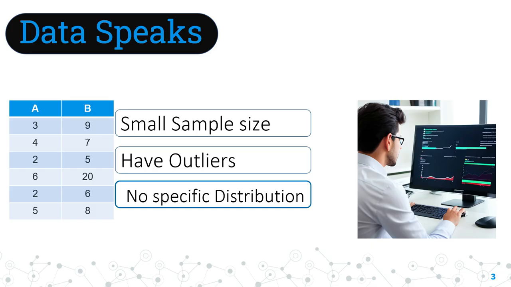Basically for this data set, you can apply two non-parametric tests. One is the median test, another one is the Mann-Whitney U test. Now which one you choose, it totally depends on you. If you want to compare the medians of the two groups, you can use the median test. If you want something more general, then you can go for the Mann-Whitney U test.